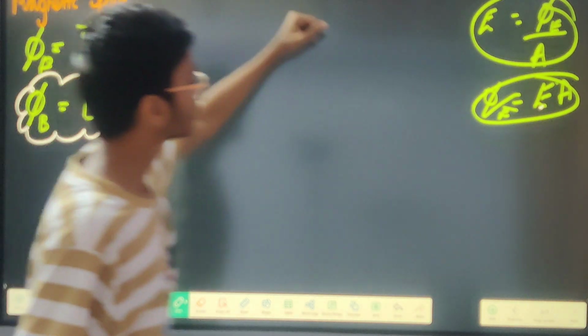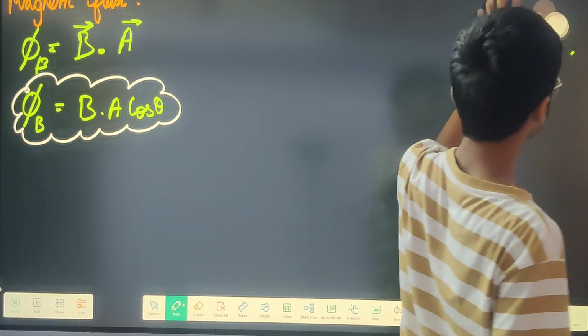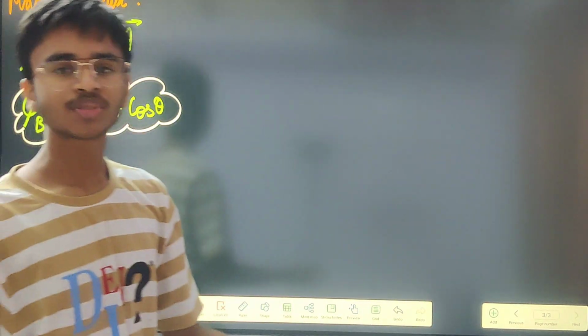So for magnetic flux, make sure that you are writing the cos theta. Do not confuse it with sin theta, since it is a dot product. For dot product we will be using cos theta, for cross product we will be using sin theta.